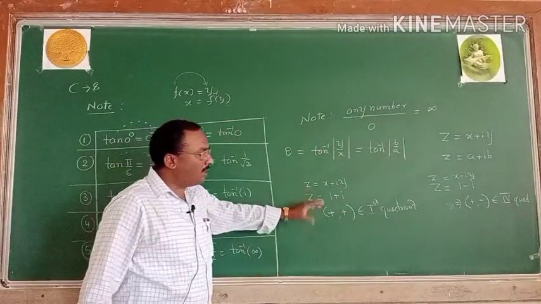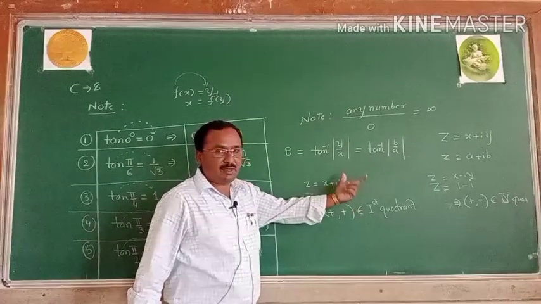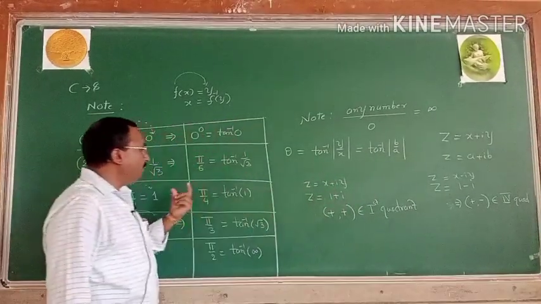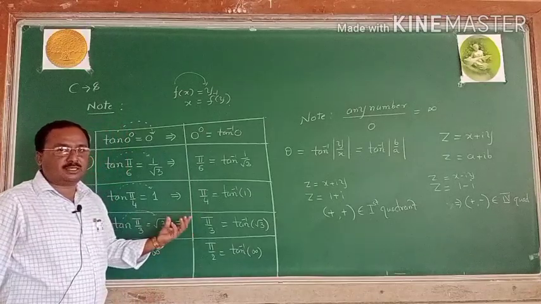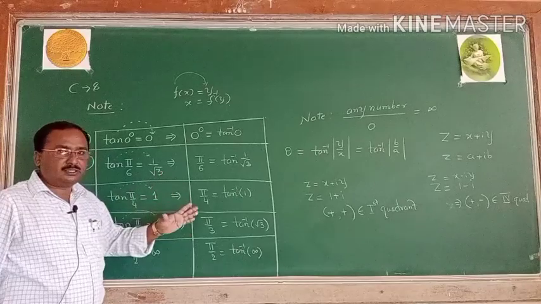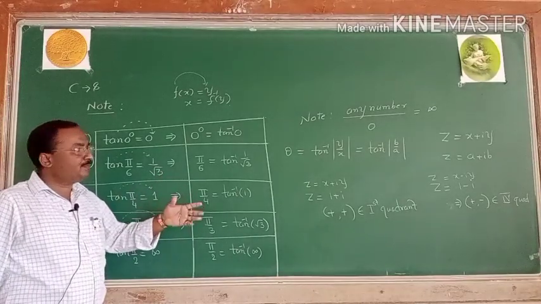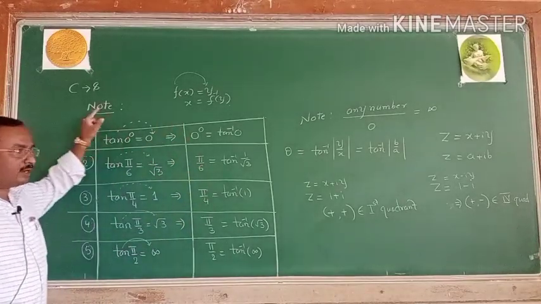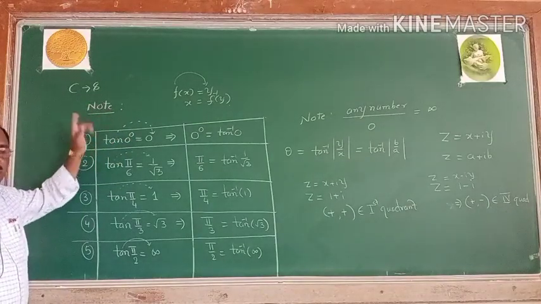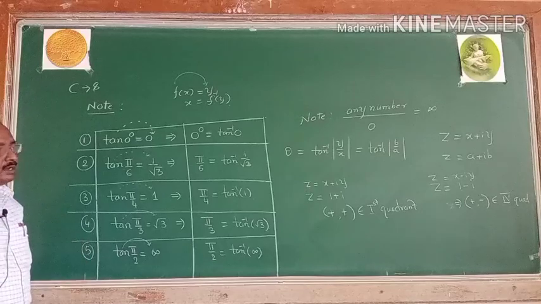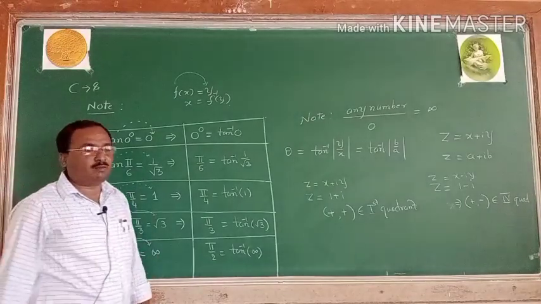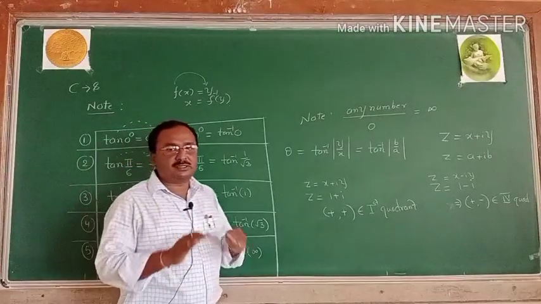Here the quadrant depends on the x value and y value. Find the quadrant to find the value of amplitude or theta. R means modulus of a complex number, or mod z, and theta means amplitude. Amplitude depends upon the quadrant. I will explain with a table. Next I will start examples on the polar form of a complex number.